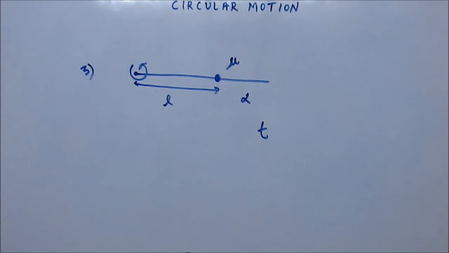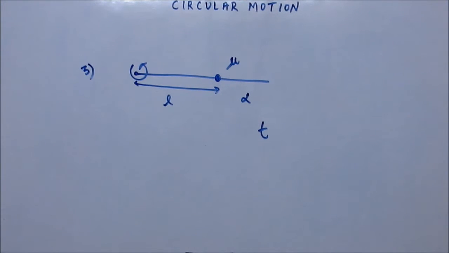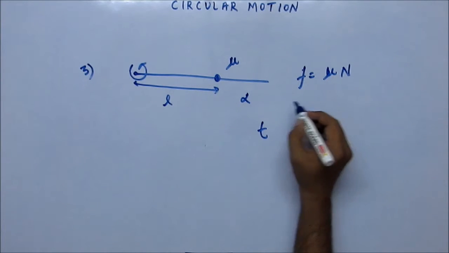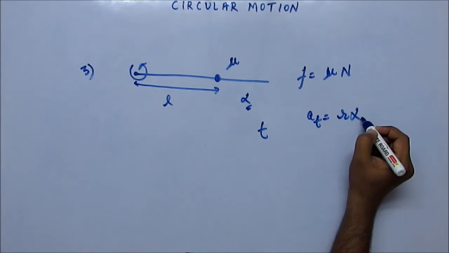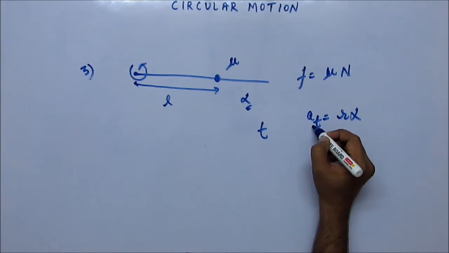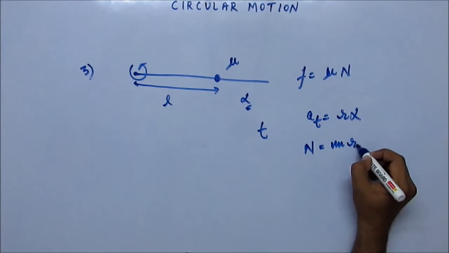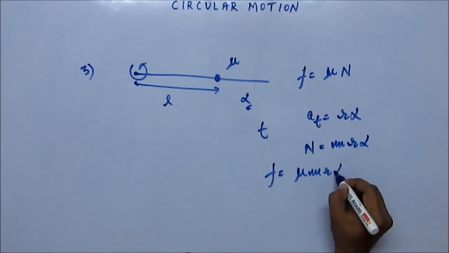It's a good problem. Spend some time and get your answer. See, there is some friction force, and that friction force should act as a centripetal force. Friction force is mu times normal reaction, right? And there is some angular acceleration alpha, then we know that the tangential acceleration is equal to r into alpha. Fine. This tangential acceleration should be provided by the normal reaction. The normal reaction should be equal to mass into r into alpha. So friction should be equal to mu into m into r into alpha.